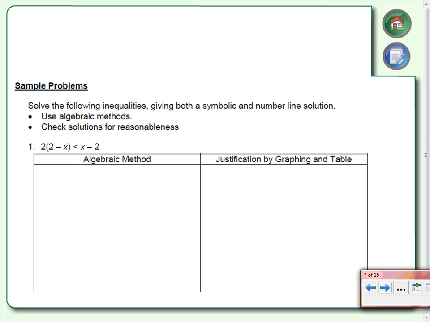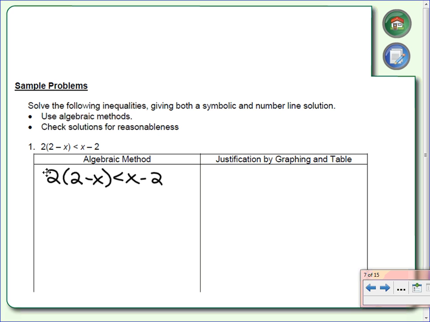So what we're going to do is take a look at a couple of examples. And I'm going to be very basic here, guys. There's an algebraic method, and they ask us to justify it by graphing and tables. We're going to stick to algebraic here. So the first thing I need to do is write down the problem. I suggest if you have some colored pens, you might want to pull those out so we can show each step along the way in a different color.